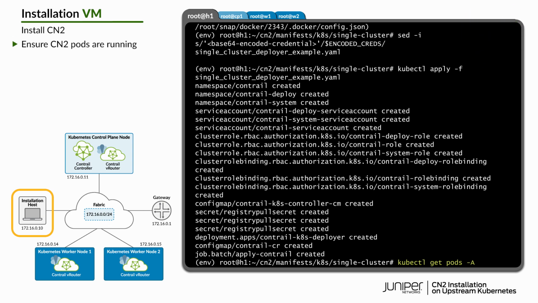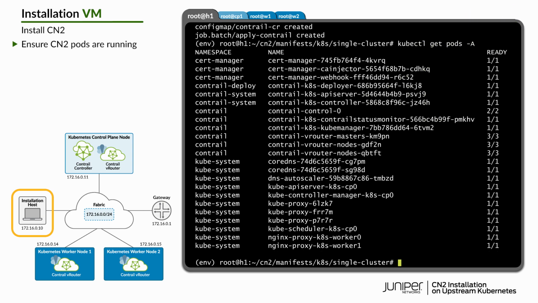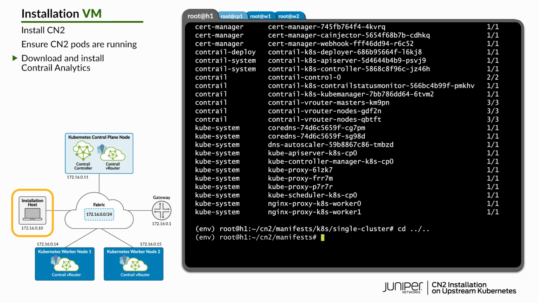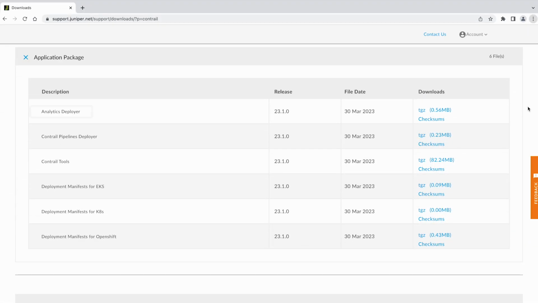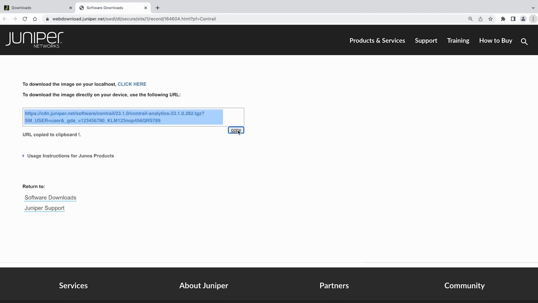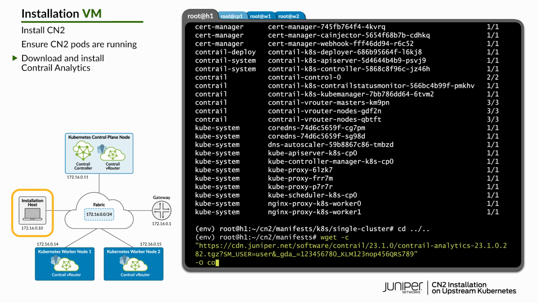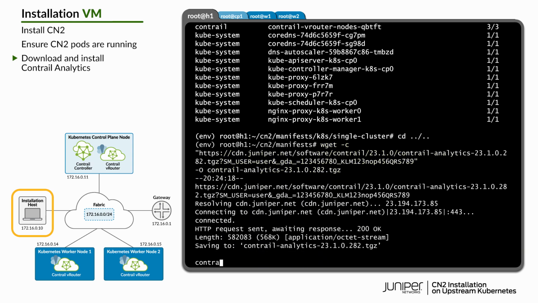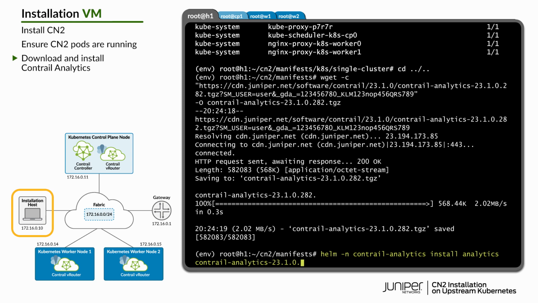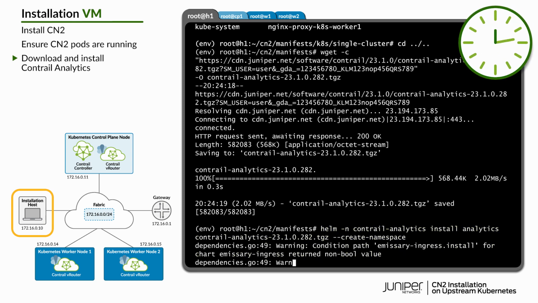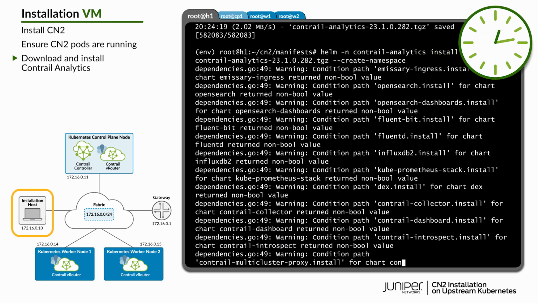Let's take a look at our pods. Great, all pods are running. Okay, we're almost done. As a final step, we'll install Contrail Analytics so we can use the CN2 web UI. Head over to the Juniper Network software download site and get the download URL for the Analytics deployer. Download the Analytics deployer. Install Analytics. Be patient while the Contrail Analytics completes the installation.